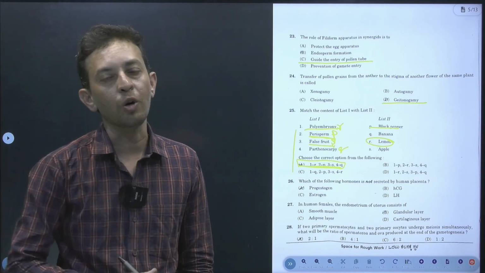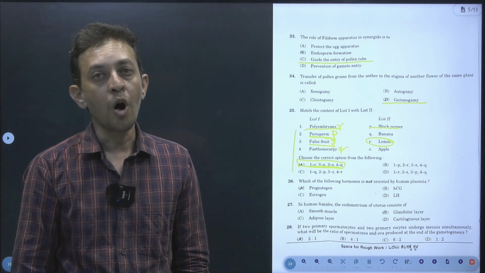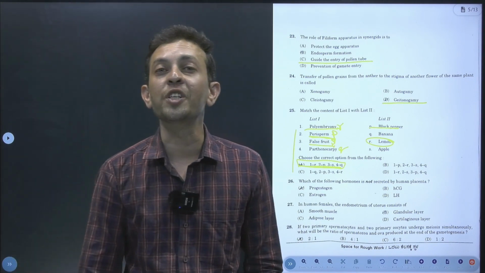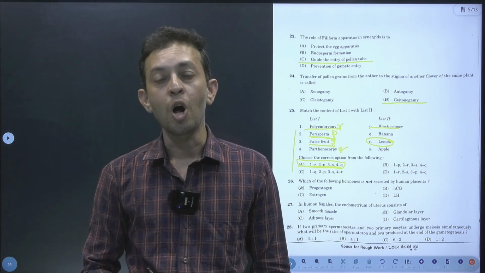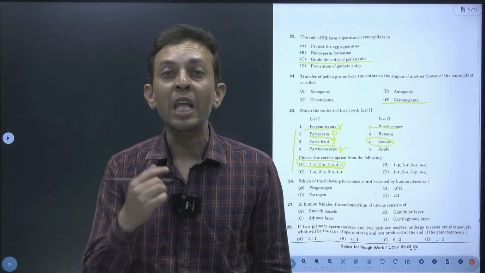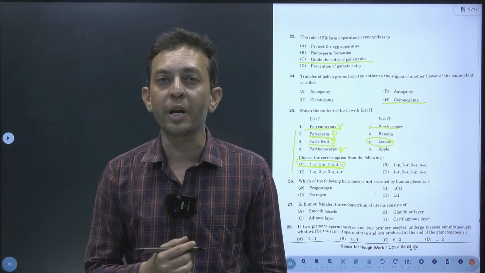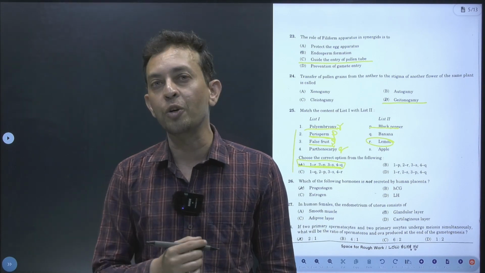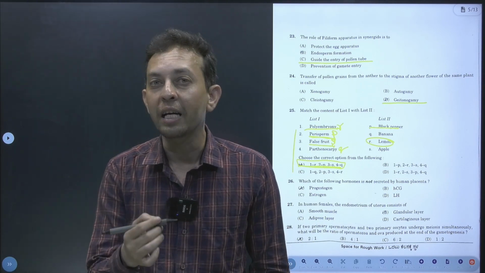Very direct question, easily we can guess. If you know the hormones secreted by placenta, we all know the four hormones secreted by the placenta: human chorionic gonadotrophin, human placental lactogen, progesterone and estrogen.